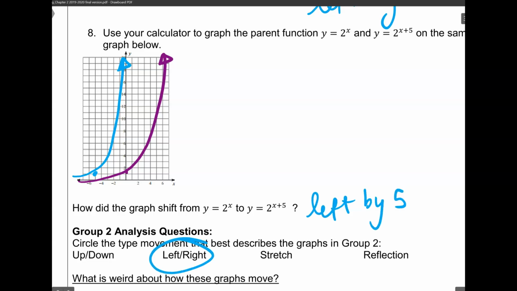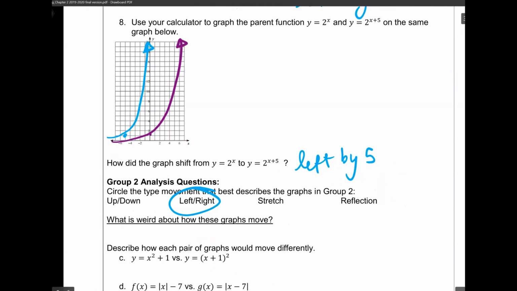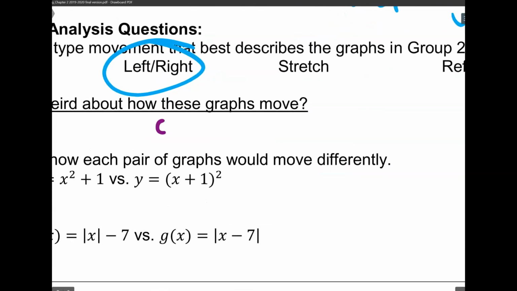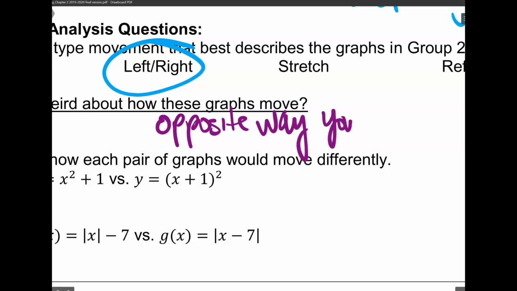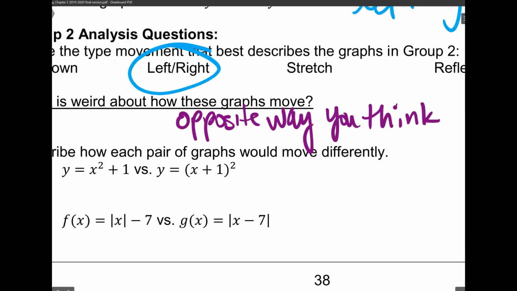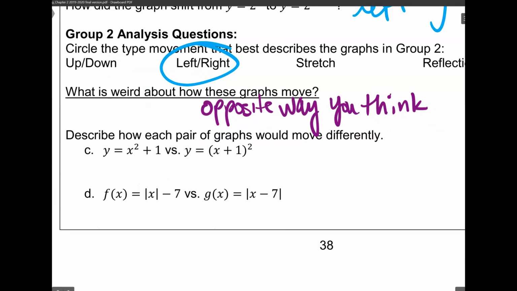All right, so these are left and right questions. These are left and right shifts. This is 2 to the x plus 5. Like these type of questions. Look at the practice test you were just given. What is weird about how these graphs move? They move the opposite way you think. So the plus 1 on the inside moves it left. A minus on the inside moves it right.